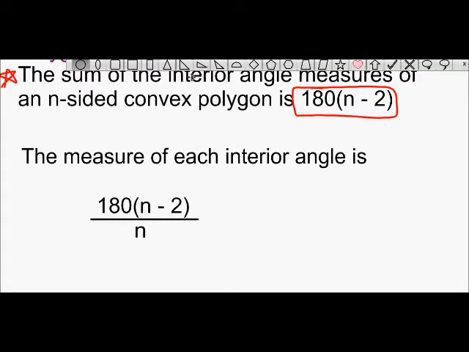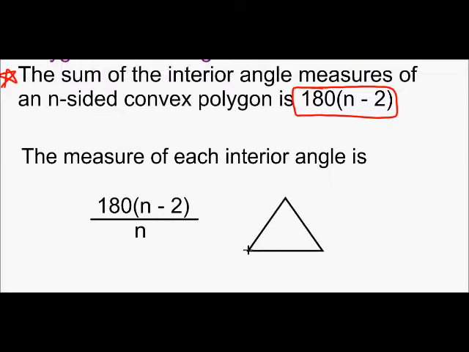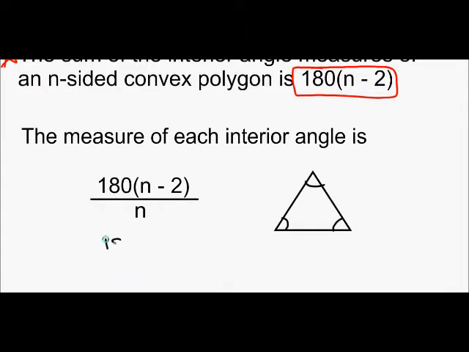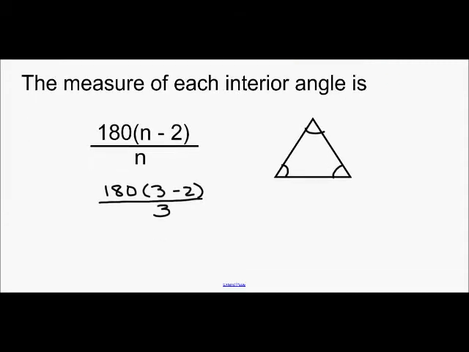So, for instance, if I had a regular triangle, an equilateral triangle, because we're talking about regular polygons, that means that each angle is the same measure. n is the number of sides, so that would be a 3 here. If I said 180 times 3 minus 2 divided by 3, I can simplify this. 3 minus 2 is 1. So I get 180 times 1, which is just 180. That's how many degrees are in a triangle. You already know that. Divided by 3 sides means that each angle is 60 degrees.